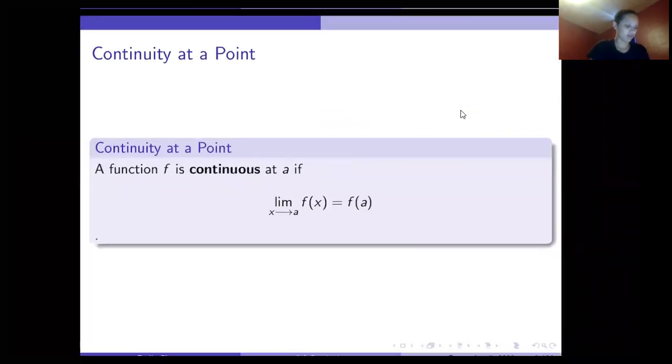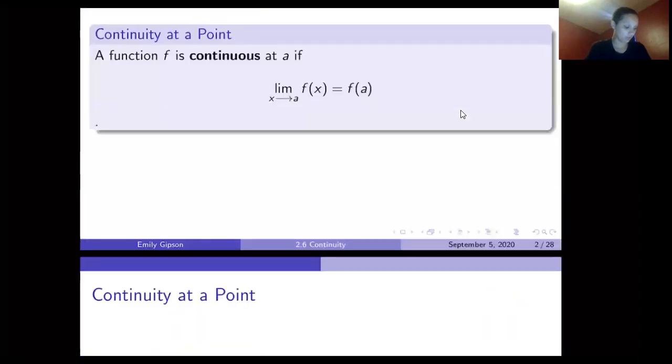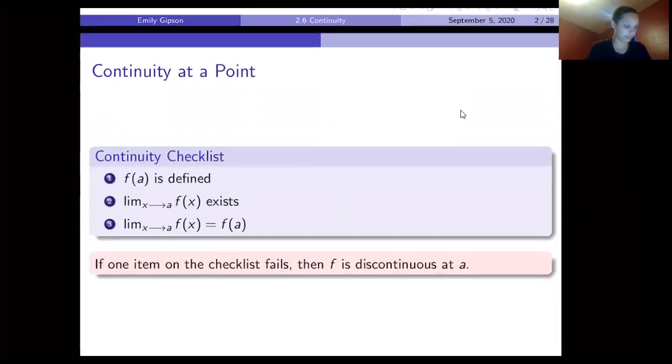So first of all, let's talk about continuity at a point. A function f is said to be continuous at a if the limit as x approaches a of the function f of x is equal to f of a. So let's make this a little bit more succinct with a checklist.